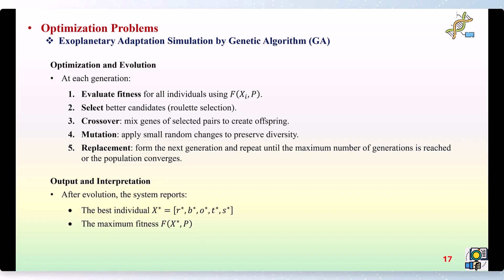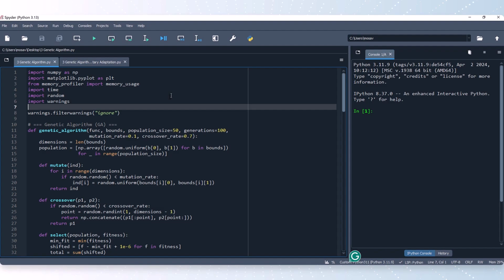The output after the evolution would be the best individual, which has those features of R, B, O, T, and S, as I mentioned: radiation, bone density, oxygen level, and more, in the range of 1 to 5. 5 means more mutated, but it doesn't guarantee the best results. And the best result, which is the highest fitness, is going to be stored in the maximum fitness. Okay, we are in the coding environment of Python, in Spyder.